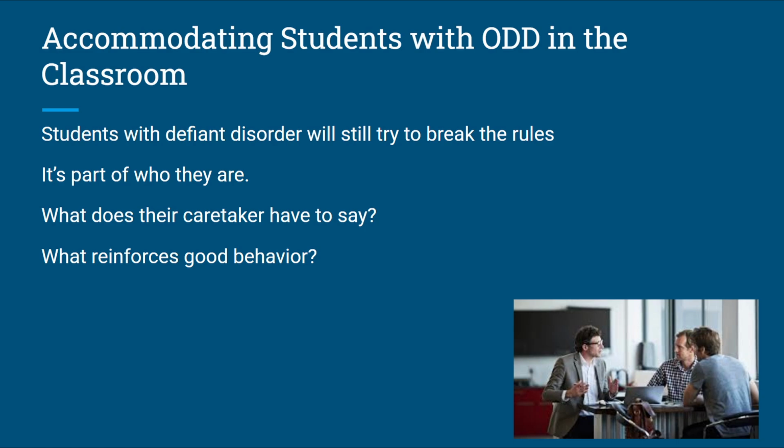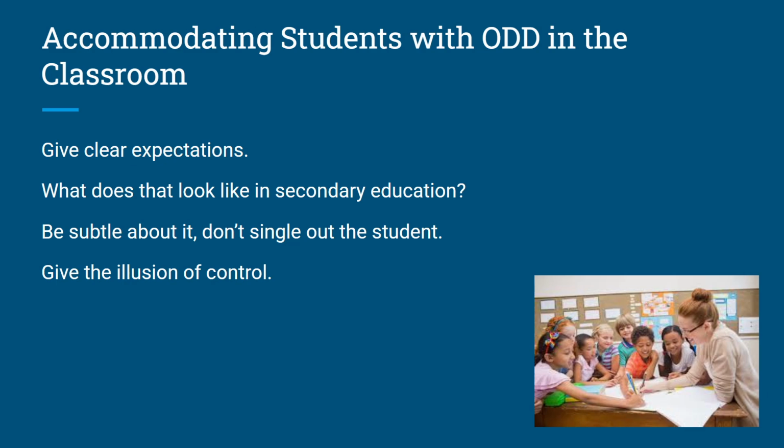You can work with the student's caretaker to find what works best for the student. They know the student best. Find what reinforces good behavior for the student and use that. Students with ODD work better with clear expectations. In secondary education, these don't need to be reinforced as often. However, with a troubled student, a reminder of these expectations can be crucial. Be subtle about it. Don't single out the student. Give the illusion of control. When you're ready, we need to do this.